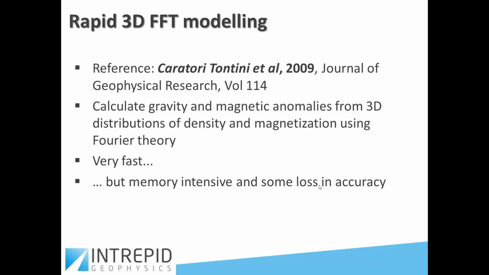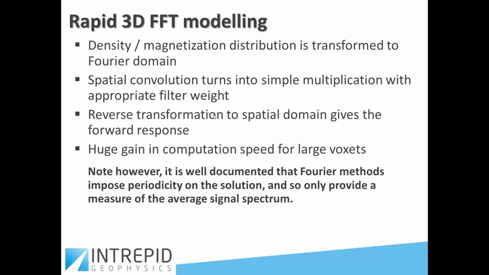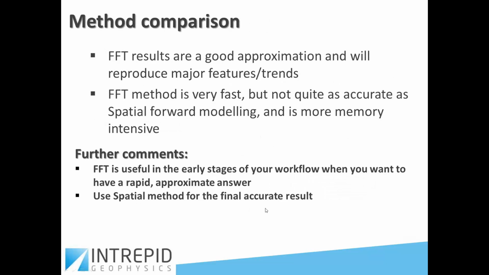And I do mention a lack of accuracy, that it's not seriously important, but compared to the spatial convolution method, it's worth noting. And so the lack of accuracy is well documented, and for good reason. It's that Fourier methods impose periodicity on the solution and so only provide a measure of the average signal spectrum.